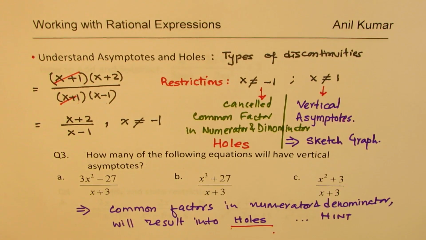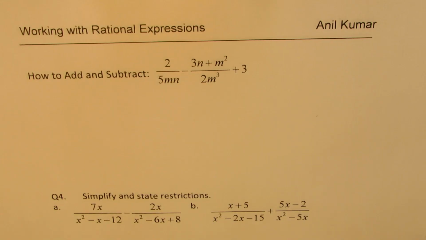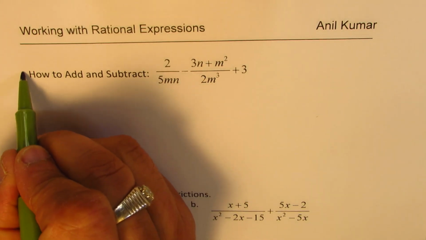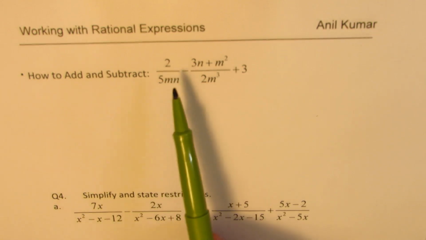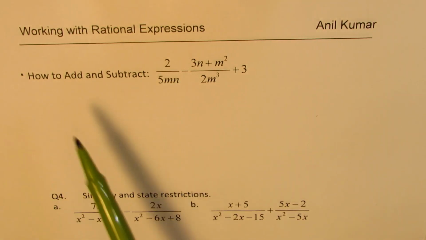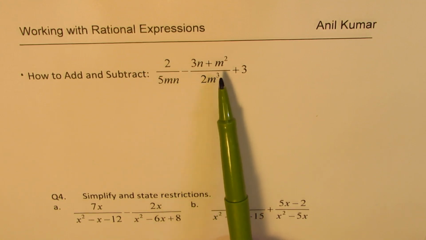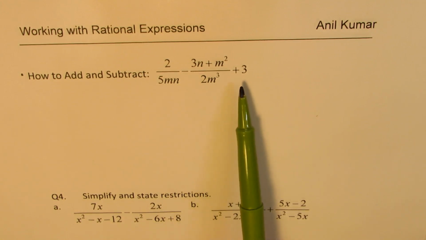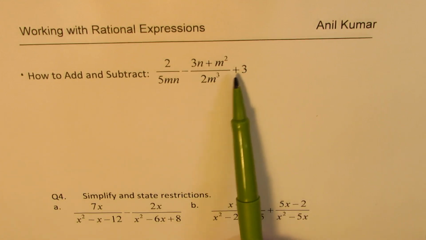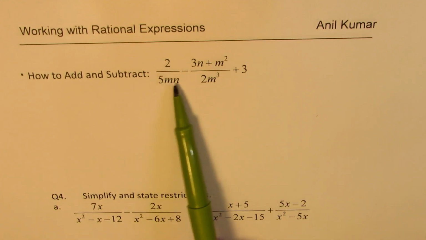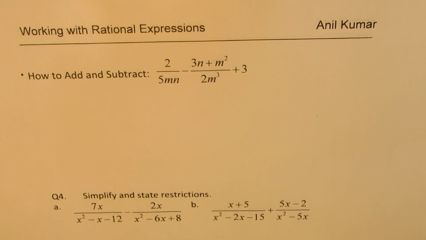Very critical to understand. In the very beginning, if you understand these concepts, rational expressions and then rational functions will be very simple for you. So I have an example for you, and we'll try to understand the concept by solving this example. So it is 2 over 5mn minus 3n plus m squared divided by 2m cubed plus 2. Now here we need to add 3 and take away all this from 2 over 5mn.